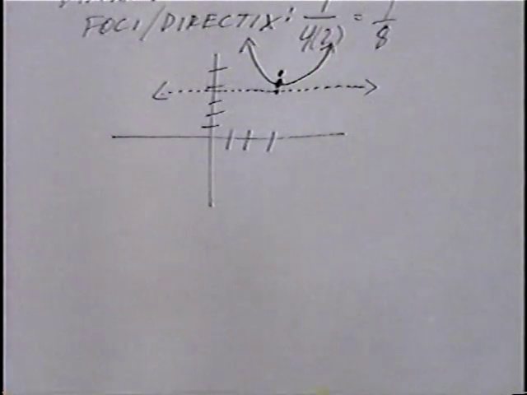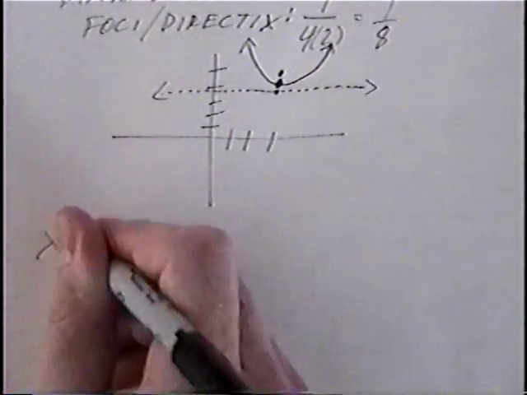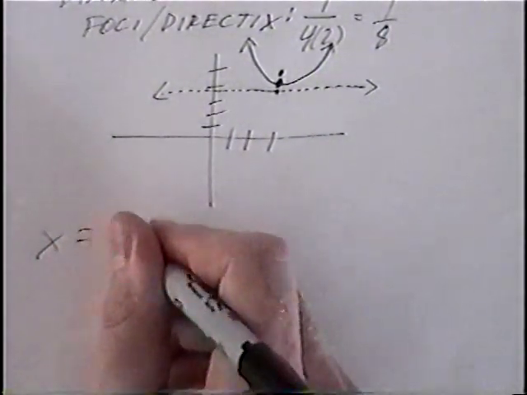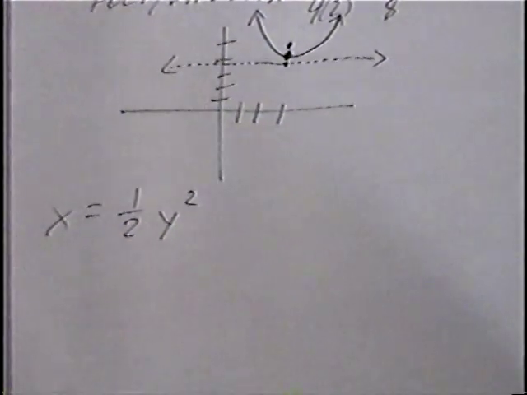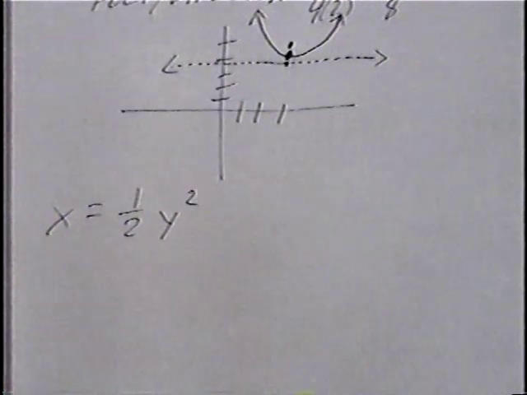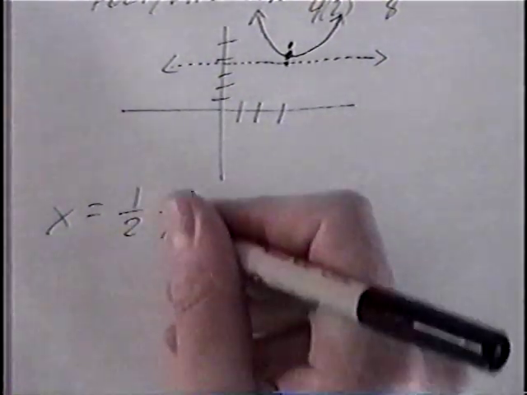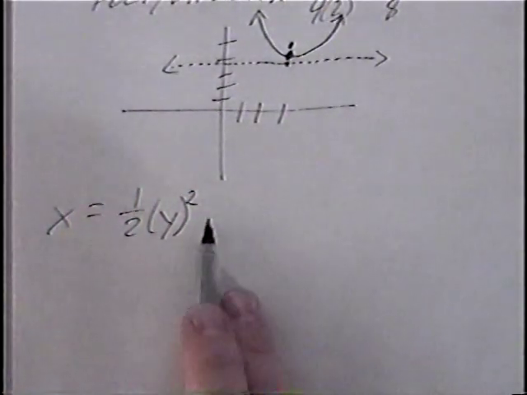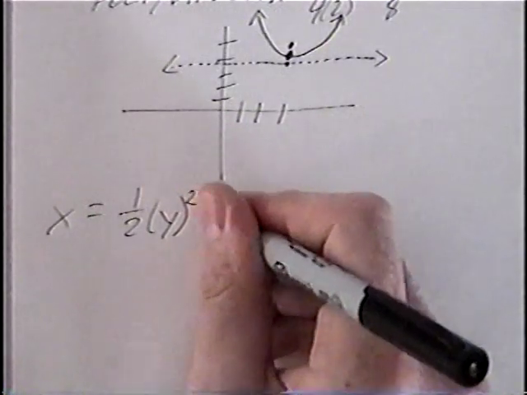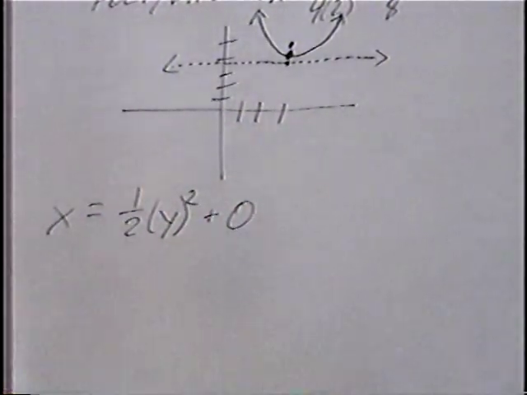Second question and last question for this section. X equals 1/2 y squared. This equation is also in standard form. If you wanted to, you can put parentheses around the y value. And there's no number at the end, but you can put a +0 for the value at the end.